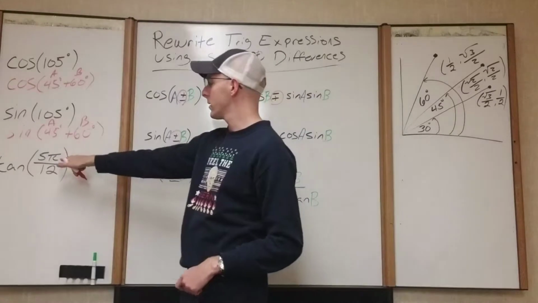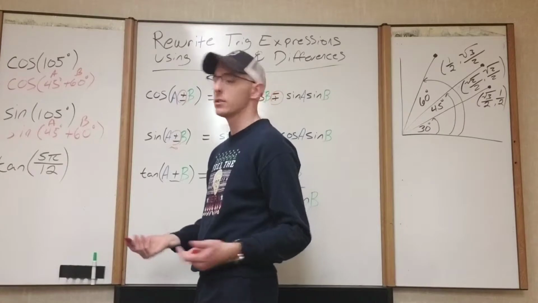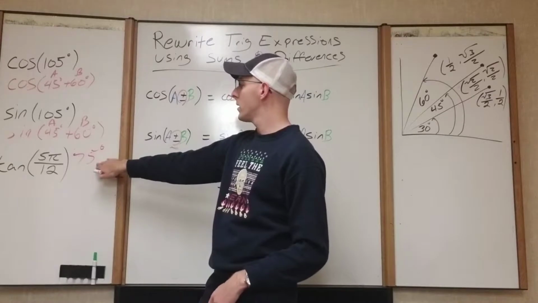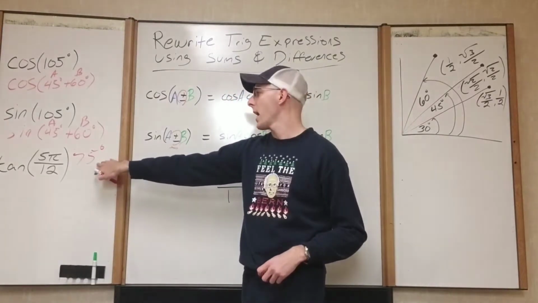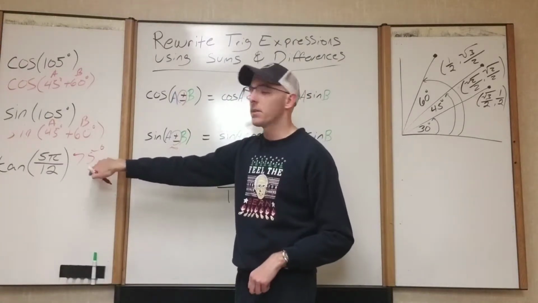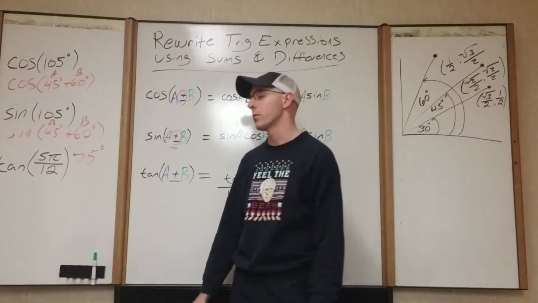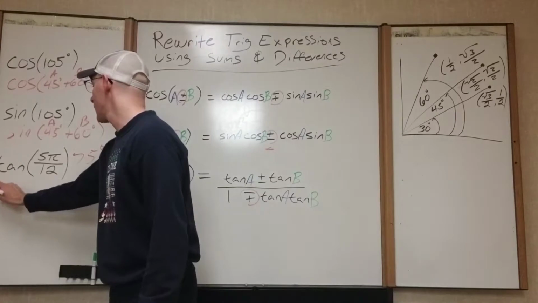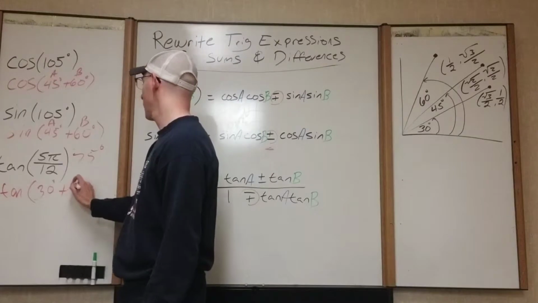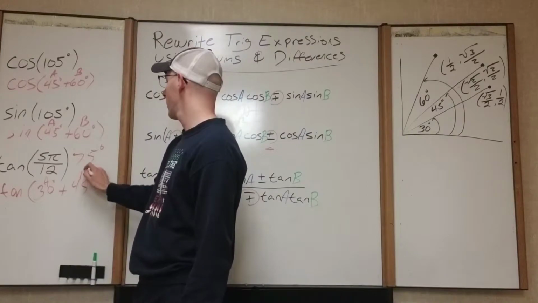And then for tangent, we have 5 pi over 12. I'm not going to go over the conversion process, but it equates to 75 degrees. So the most apparent values that add to 75 degrees are 30 degrees and 45 degrees, which of course fall in quadrant 1. We're using all quadrant 1 values here. So we have the tangent of 30 degrees plus 45 degrees, where 30 degrees is going to be your A value and 45 is going to be your B value.